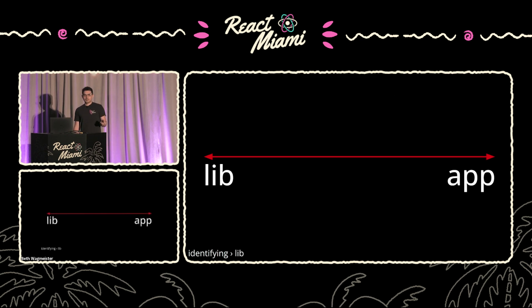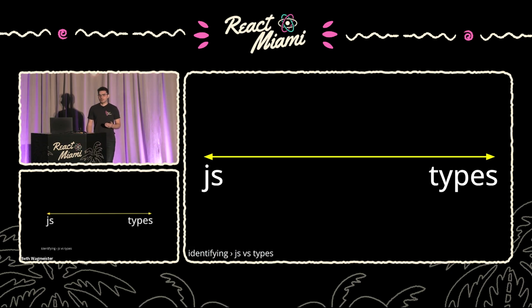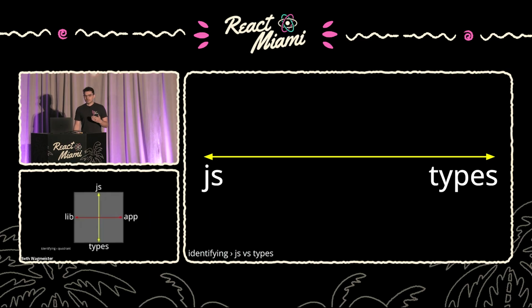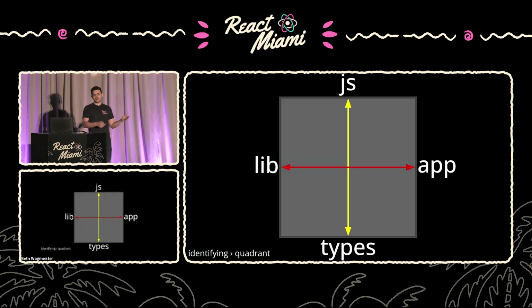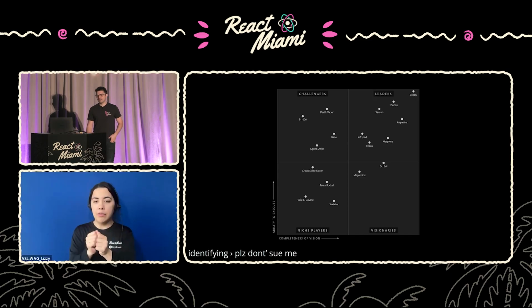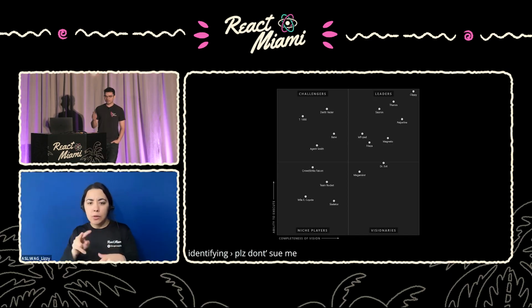But this spectrum between libraries and apps exists too. But now there's this other spectrum to consider, which is how much your code base is full of types, right? If you put this together, by the way, you can make this quadrant, right? And it's not the kind that your companies lie and cheat to get onto so they can fundraise off of it, but it's similar to that.